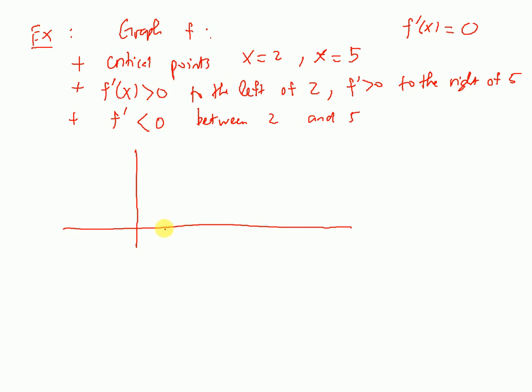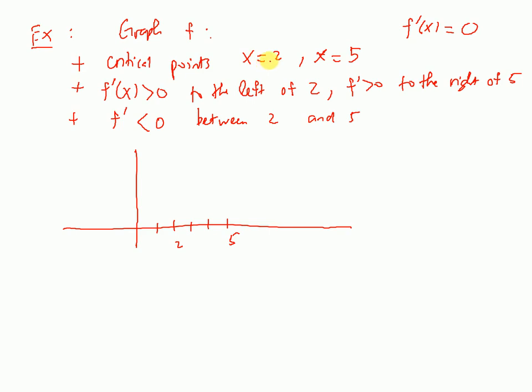Now we have 2 and 5 to be your critical points. Usually the critical point is a point where your function is changing from increasing to decreasing or decreasing to increasing, because at those points your first derivative is 0, or you have a horizontal tangent line, because your slope is 0. That means you have a horizontal slope or horizontal tangent line.